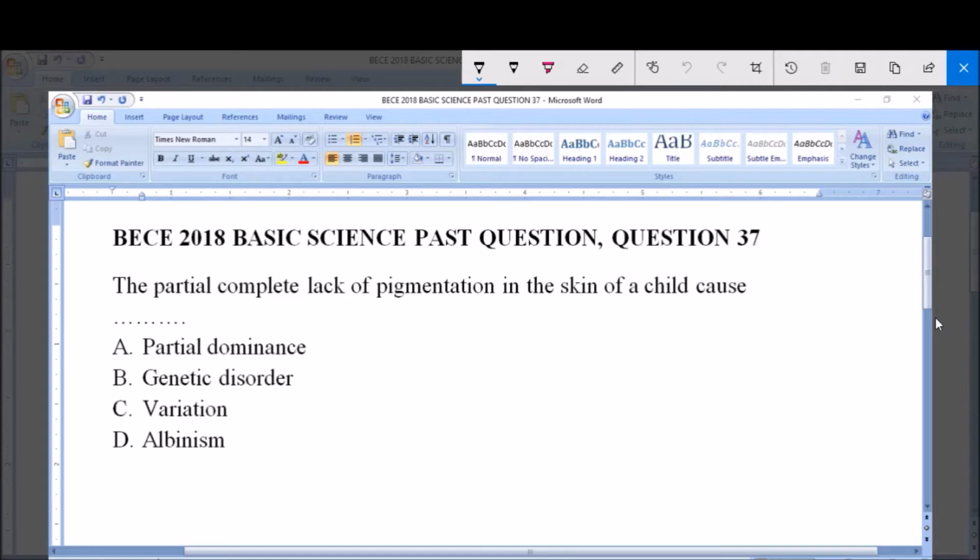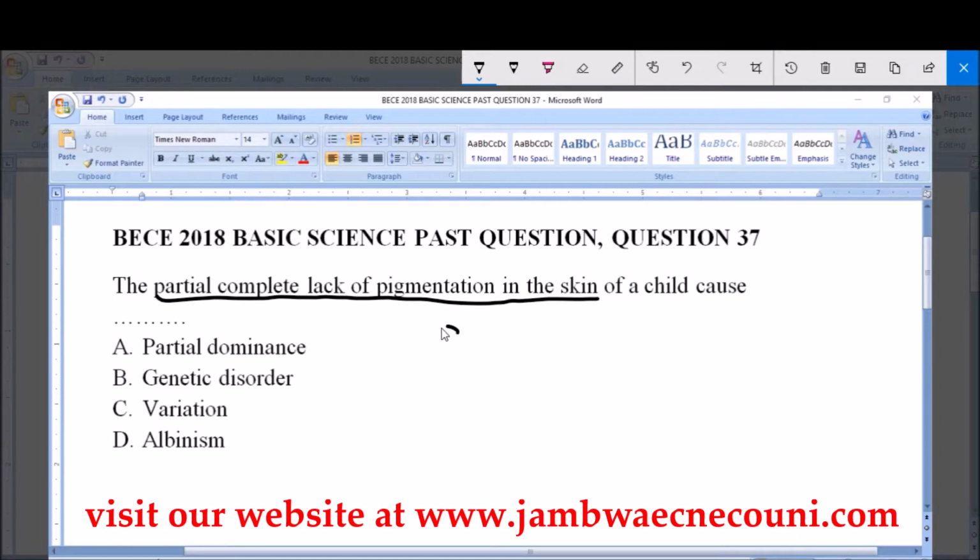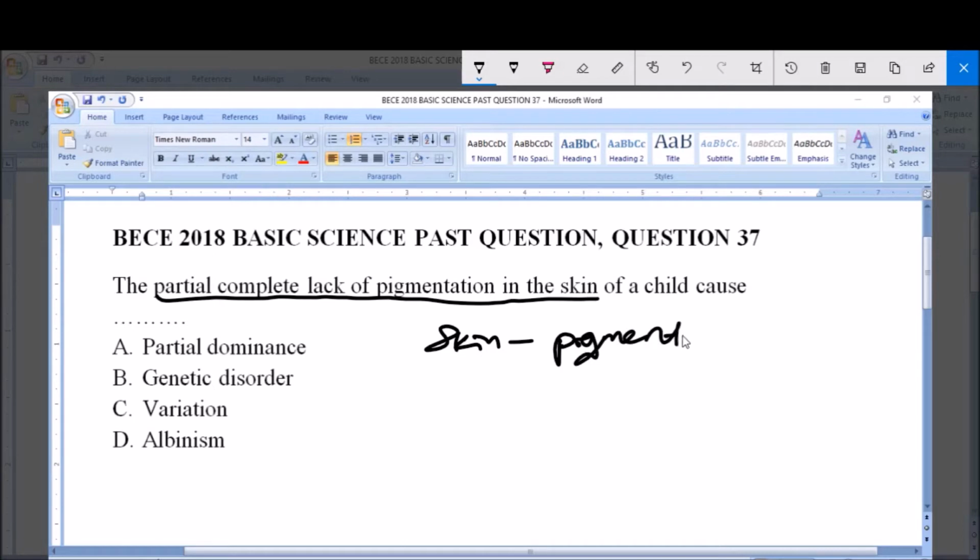Now the question says the partial complete lack of pigmentation in the skin of a child cause dash. The keywords here are the partial complete lack of pigmentation of the skin. Like we know, the skin has pigmentation, pigment that gives the skin its color. In man, this pigment is what we call melanin. The question says the partial complete lack of this melanin on the skin of a child will cause dash.